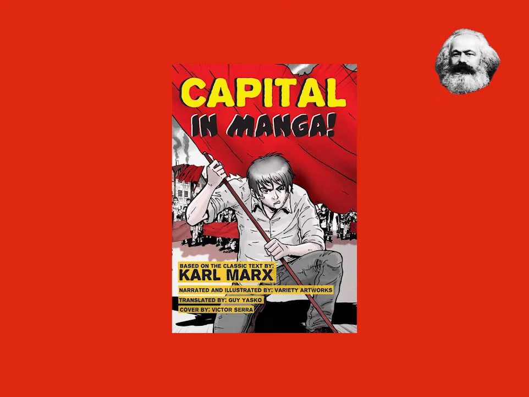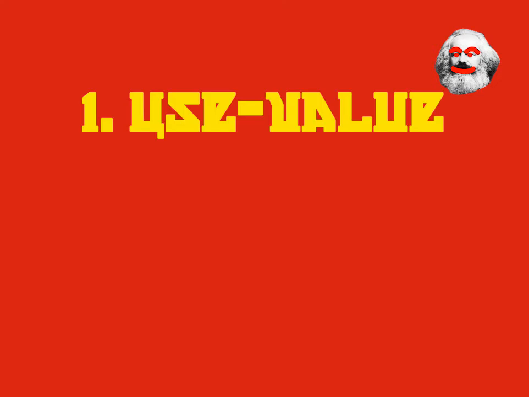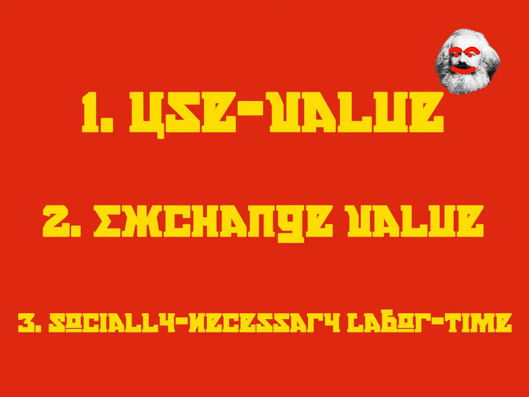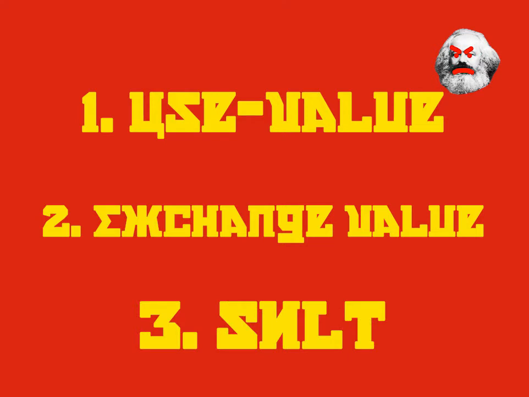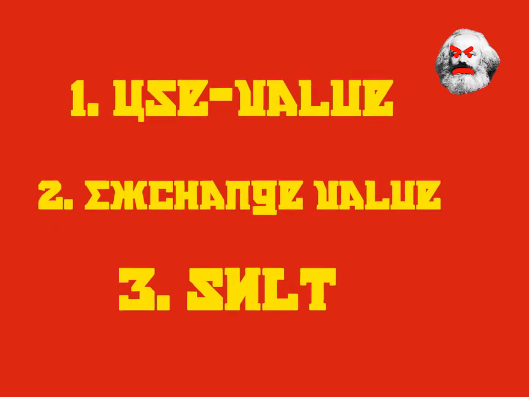Today, we're going to be talking about the daddy of communism, Karl Marx. In the first chapter of his magnum opus, Das Kapital, Marx lays out the basis for the creation and exchange of commodities in capitalist societies. Now, Marx himself says that this is one of the most confusing sections in the entire book, so it helps to know beforehand that there are three major terms being explained here: use value, exchange value, and socially necessary labor time, or snult for short.